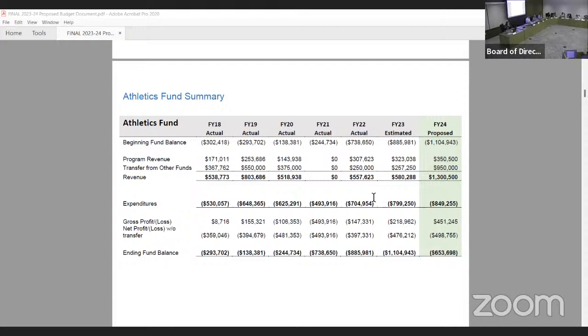Hey, Gary, you talked about the nutrition fund and how we stacked up against the neighboring districts. Could you say something about the athletic fund and where we think we are compared to our neighboring districts?